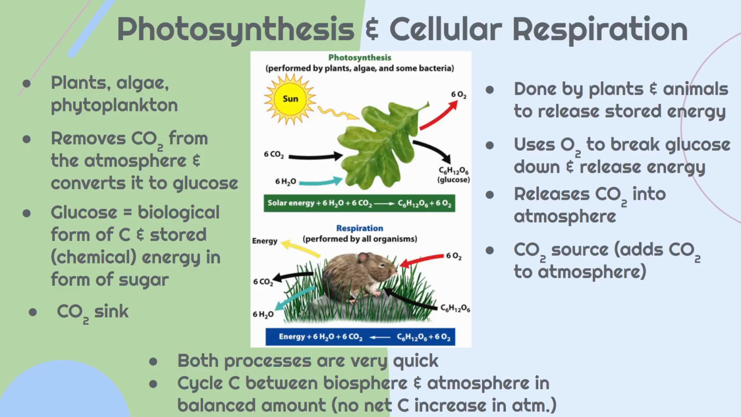Photosynthesis, of course, is carried out by plants, algae, and phytoplankton. It's a process where they remove carbon dioxide from the atmosphere and convert it to glucose. Glucose is an organic molecule. It is created by living things, and it's a biological form of carbon. It's a storage molecule which stores energy that can be used later in the form of a sugar. This is a CO2 or a carbon sink because it's going to remove carbon from the atmosphere in increasing amounts.